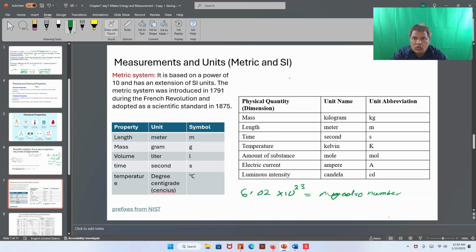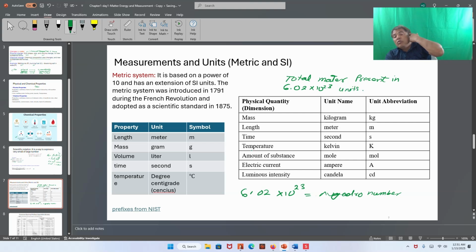So the mole is the total matter present in these many, 6.02 times 10 to the power 23, units.